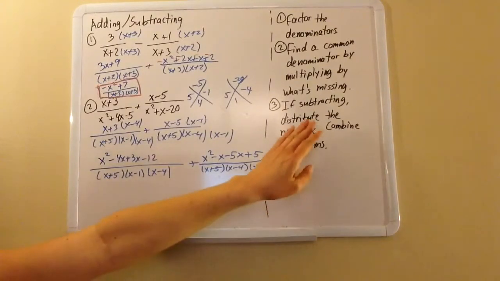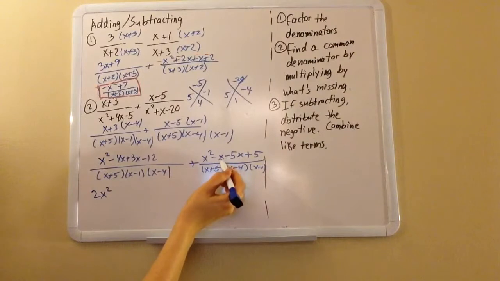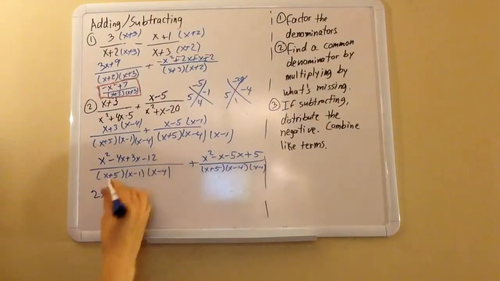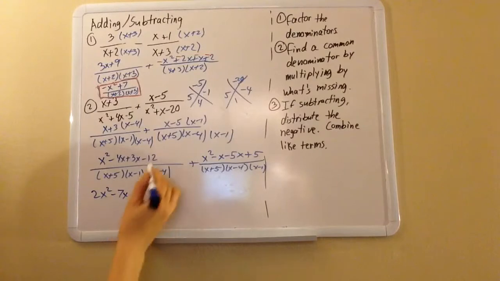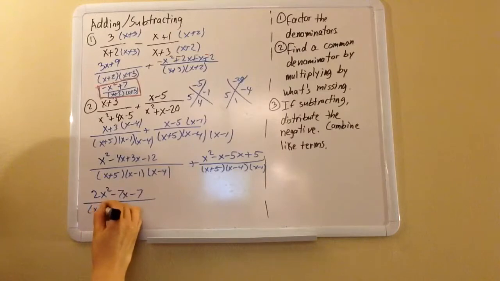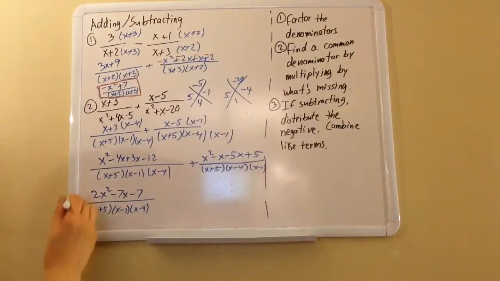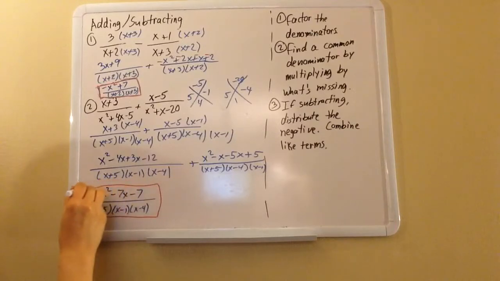I'm not subtracting, so I don't need to worry about distributing a negative. I'm just combining like terms. So I have x squared and x squared, that gives me 2x squared in the top. I have negative 4x plus 3x, that gives me negative x, minus x, that gives me negative 2x, minus 5x, which gives me negative 7x. I have negative 12 plus 5, that gives me minus 7, and it's all over that denominator, x plus 5, x minus 1, and x minus 4. It does not matter in which order you write the denominator. All that matters is that you have all the factors in there in the end.